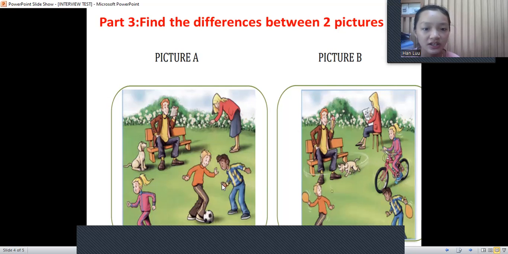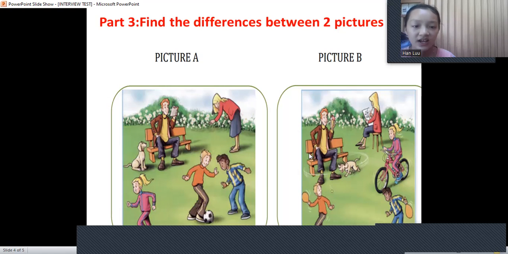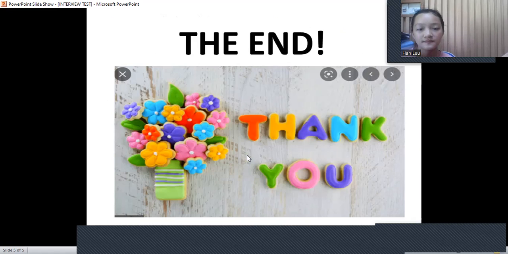Okay. In picture A, the two boys are playing football, but in picture B, the two boys are playing badminton. That's all. Yeah, two boys are playing badminton. Okay, that's all. Thank you very much. You play very well. Thanks for the time. See you next time. Bye bye.